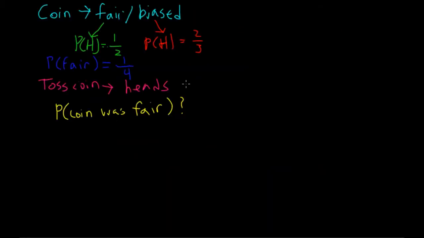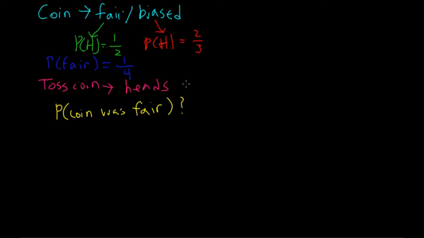Now let's look at a classic Bayes' rule problem. Imagine that you have a coin. It's either fair or it's biased, and if it's fair, the probability of getting heads is 1/2, and if it's biased, the probability of getting heads is 2/3. Now, out of all the coins in the world, the probability of getting a fair coin is 1/4.